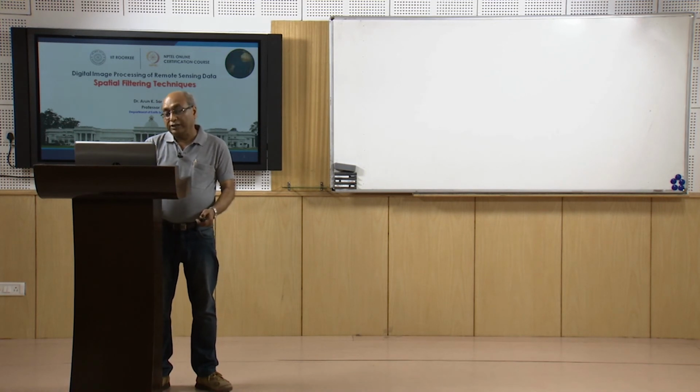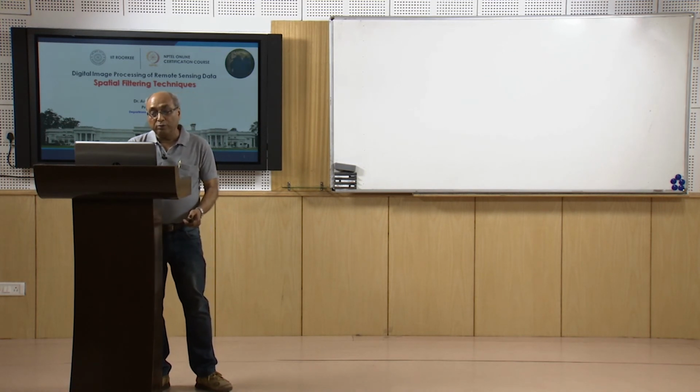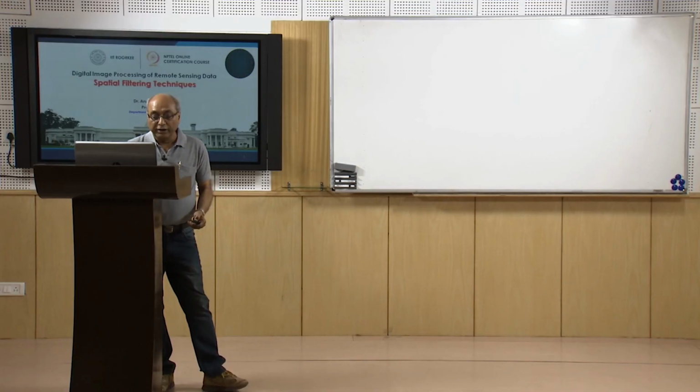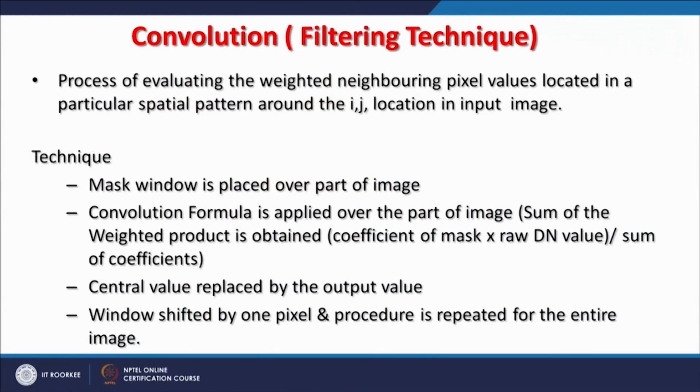The new value is calculated and the mask window is placed over part of the image. The convolution formula is applied over the part of the image, that is the sum of weighted product is obtained. Coefficient of mask times the digital value, divided by the sum of coefficients, and the central value is replaced by the output value. And the window is shifted by 1 pixel and the procedure is repeated for the entire image. So, one pixel by pixel this process will be done.